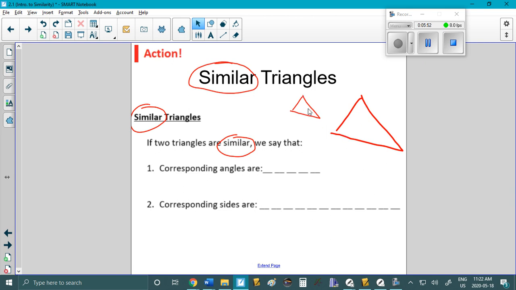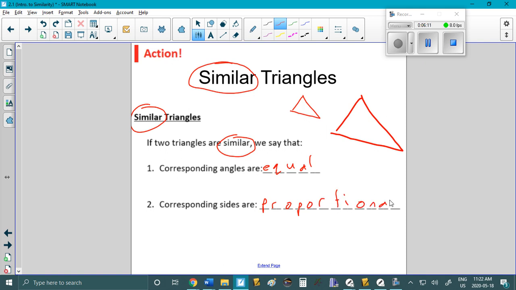These angles add up to 180, these angles add up to 180, and since the sides are in the same proportion, these angles are the same. So we say that corresponding angles are equal, and we would say that corresponding sides are proportional, and that's what we're going to spend some time talking about now. Okay, so you're just filling in the blanks.